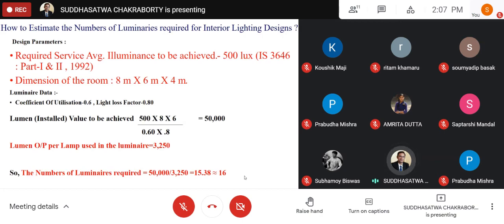So here is an example. I have already told you about IS 3646, and I have already consulted it. I have got a fictitious room with dimensions of 8 meter into 6 meter into 4 meter.